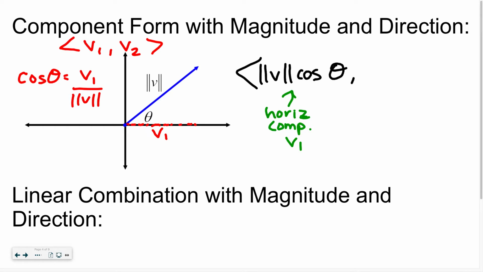Now, I think it's easiest if you just know this, magnitude times cosine, because you're going to use it and use it and use it, and so it's just faster to know it. But if you're unsure, you can always draw a triangle and then figure out, oh, that's cosine.